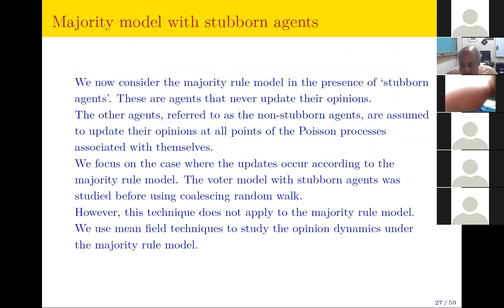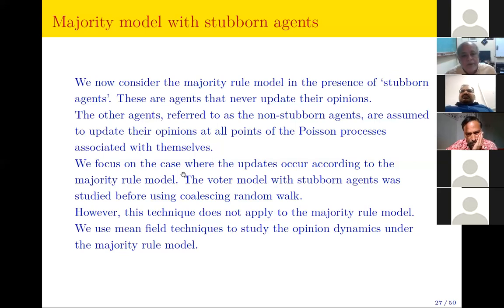Now, I don't know how much time I have. Well, I have around 20 minutes. So what we'll do is, we have stubborn agents. What are stubborn agents? These are agents who never change their opinions. The clock can ring, but they don't care. They stick to their opinion.